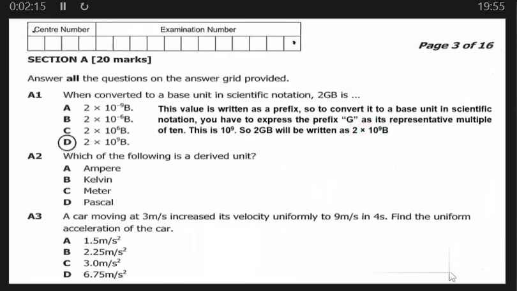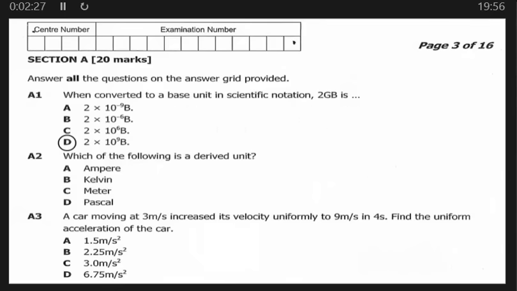So let's go straight into question number 2, which reads: which of the following is a derived unit? What you should know before answering this question is what a derived unit is. A derived unit is a unit expressed as a combination of base units. There are some units that we express as a combination of other units known as base units. So ampere, kelvin, meter, these are base units. However, pascal is a derived unit. So our answer here is D.